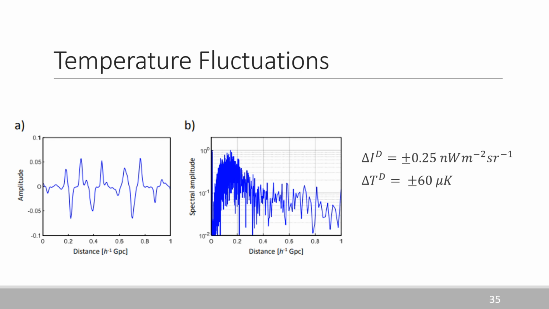And in the end, he measures intensity fluctuations of the dust of plus or minus 0.25 nanowatts per meter squared per steradian. And that results in temperature fluctuations of the dust of plus or minus 60 microkelvin. Now, if you remember before, the small-scale temperature fluctuations of the CMB were about 70 microkelvin. So he says, well, given the rough estimates of the input parameters and the simulation, this temperature fluctuation of the dust is a good match for the temperature fluctuations measured for the CMB.